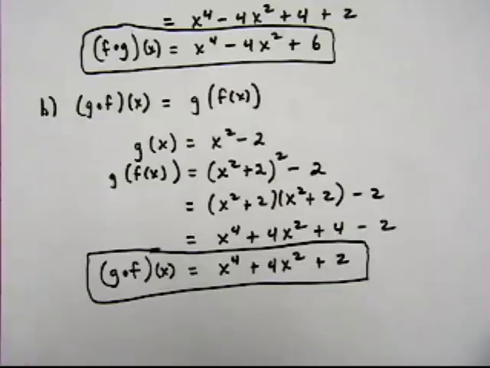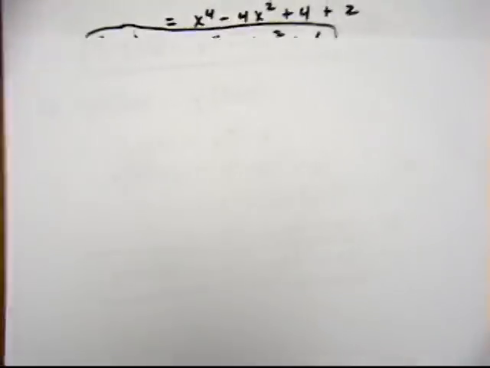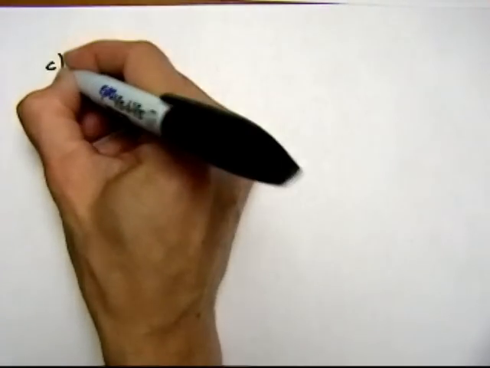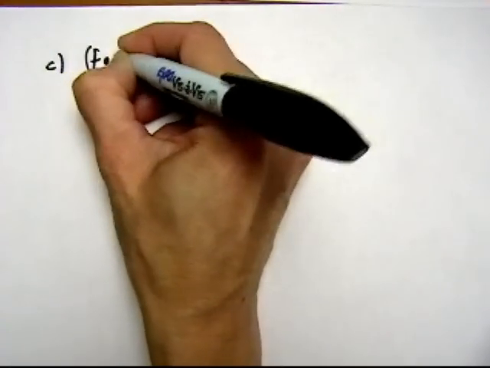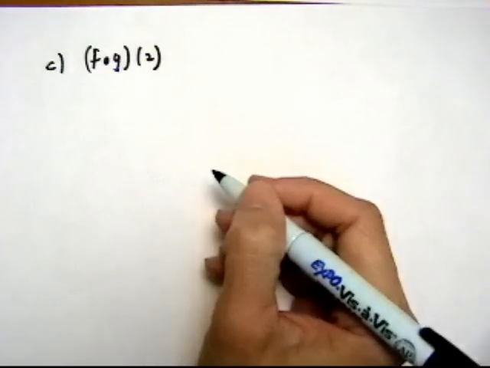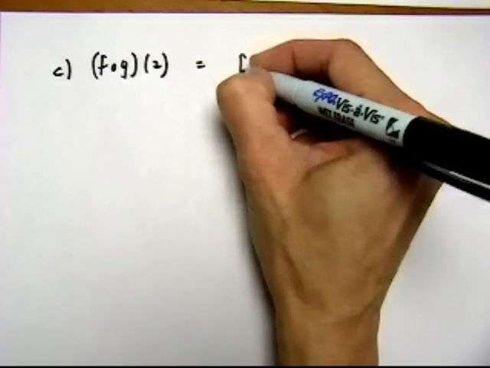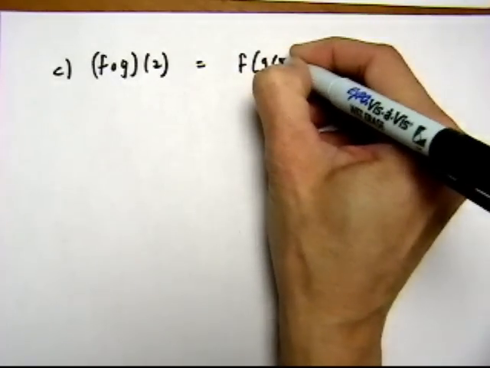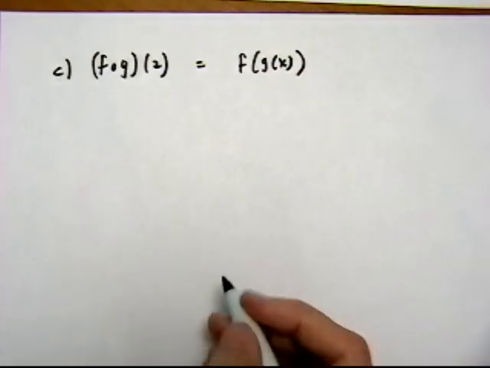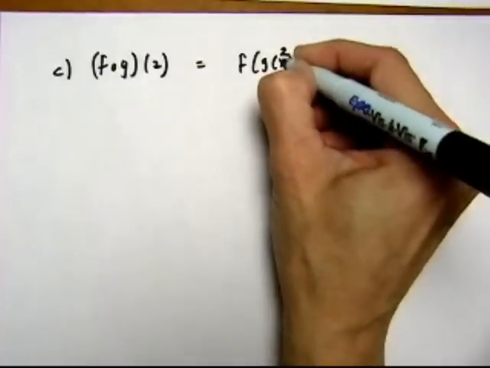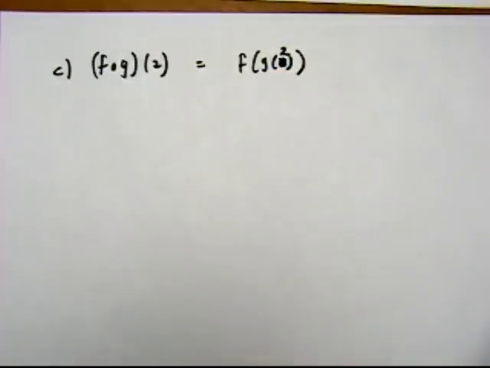And in part C, we want to evaluate a value, and we want to find f of g of 2. f of g of 2. And another way to think about that, or another way to write it, would be f of g of 2. Whoops, that's supposed to be a 2 right there. Pretend it is.